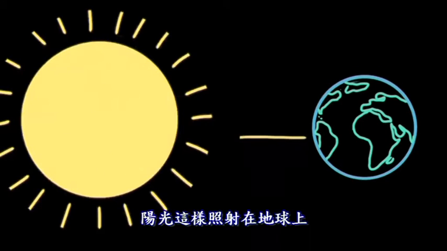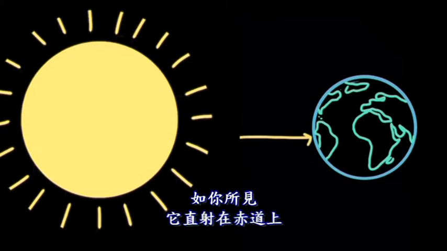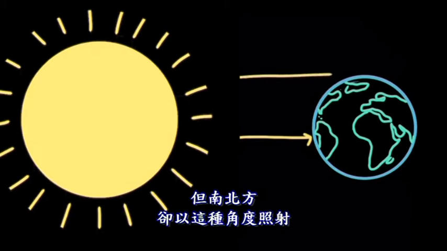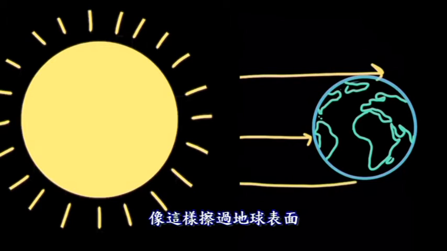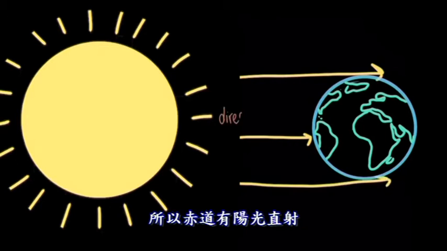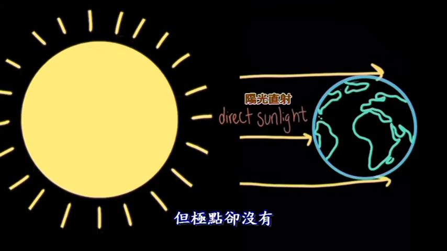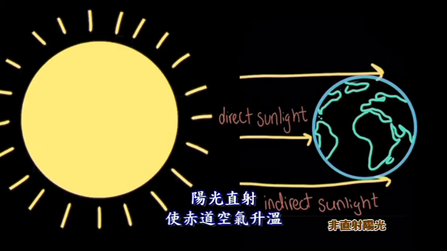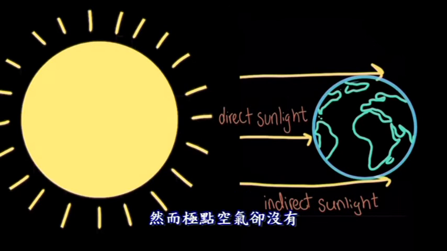Sunlight shines on the Earth like this. As you can see, the sunlight hits the equator directly, but the light hits the north and south poles at an angle, kind of skimming the surface, like this. So the equator is getting direct sunlight, and the poles are only getting indirect sunlight. With all the direct sunlight, the air around the equator gets really hot, and the air around the poles doesn't heat up as much because it's only getting indirect sunlight.